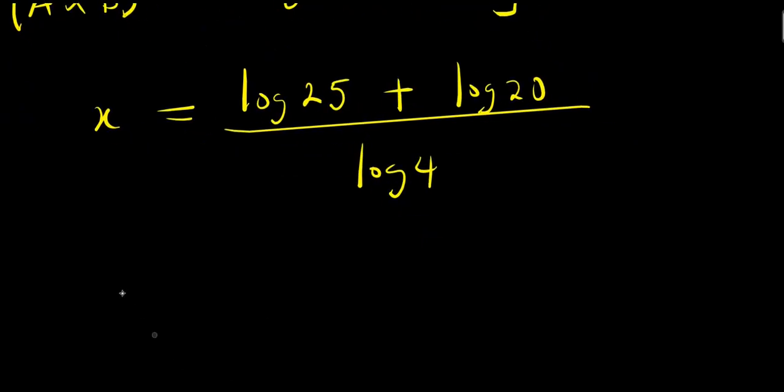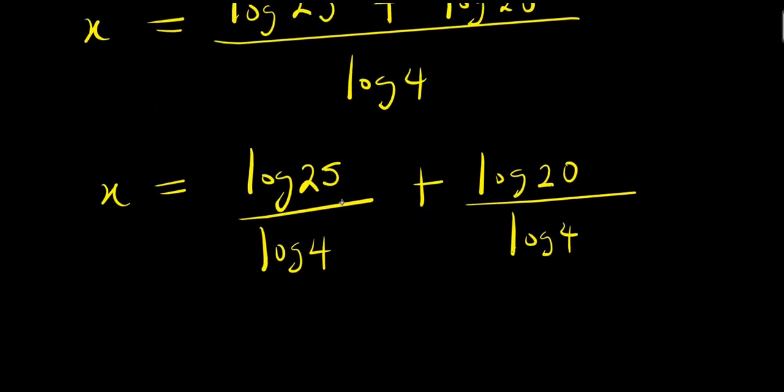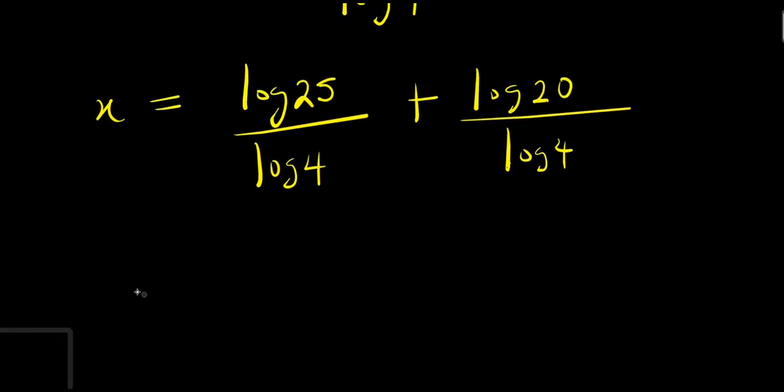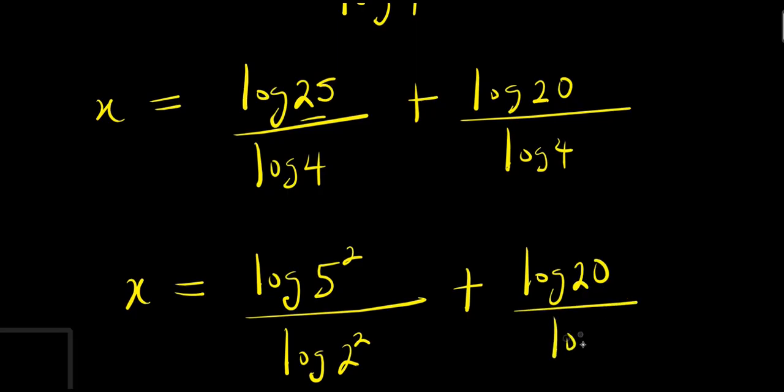So from here we can have x equals log 25 divided by log 4 plus log 20 divided by log 4. From here we can have x equals log 25, which is simply 5 power 2, divided by log 4, which is log 2 power 2, plus log 20 divided by log 4.